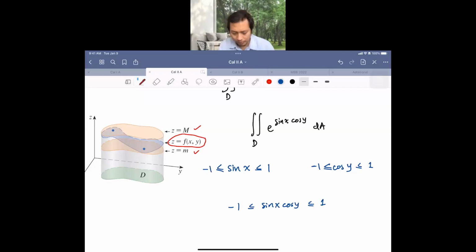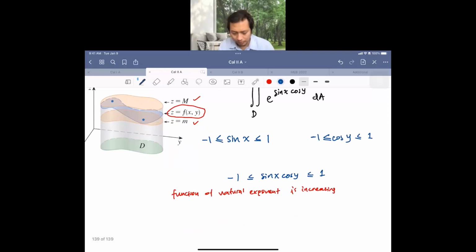And because the natural exponential function e is increasing, then we can write down e to the negative 1, and e to the 1, also e. This will be in our calculations.